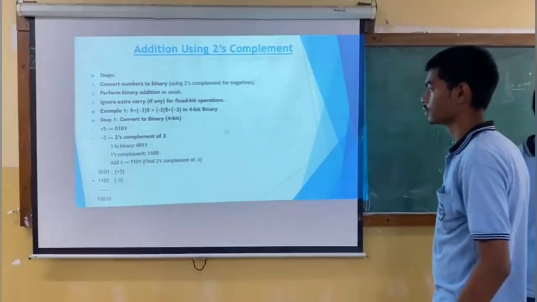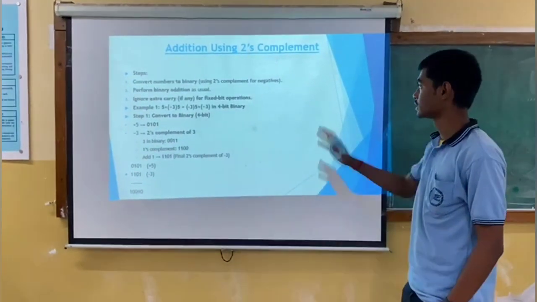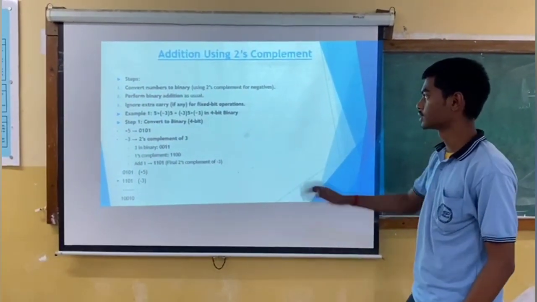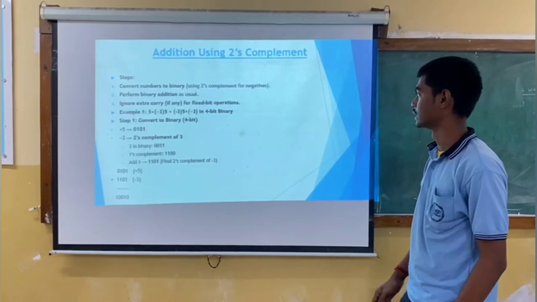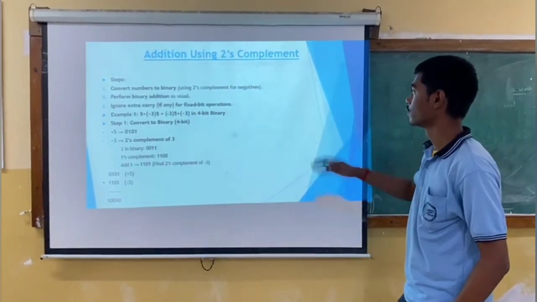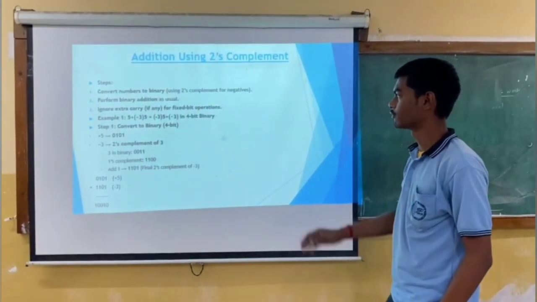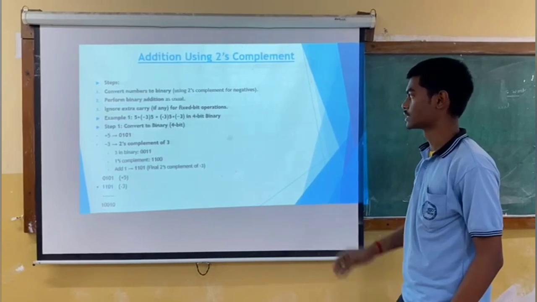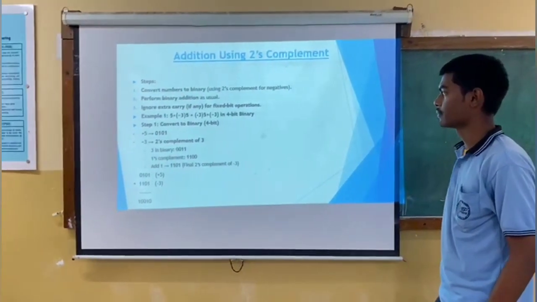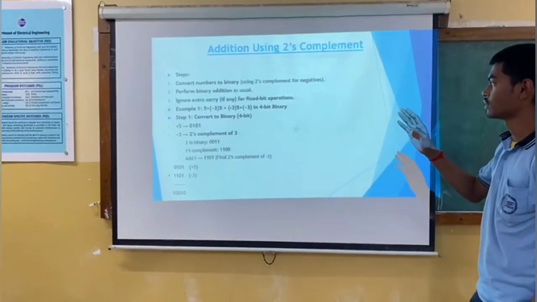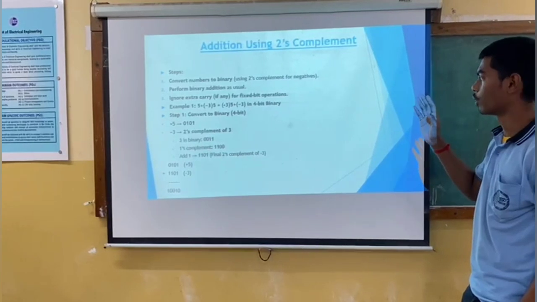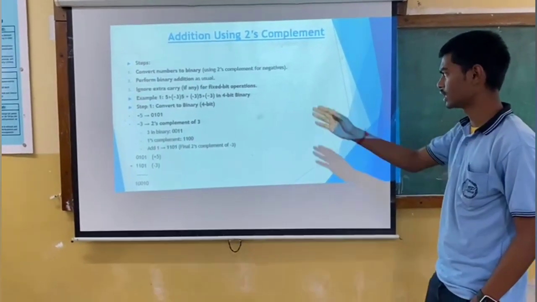Hello ma'am, myself Suman. The addition using 2's complement. First step, convert the number to binary, using 2's complement for negative numbers. Perform the binary addition as usual. Then third step, ignore the extra carry for 6-bit operation. We have given an example.